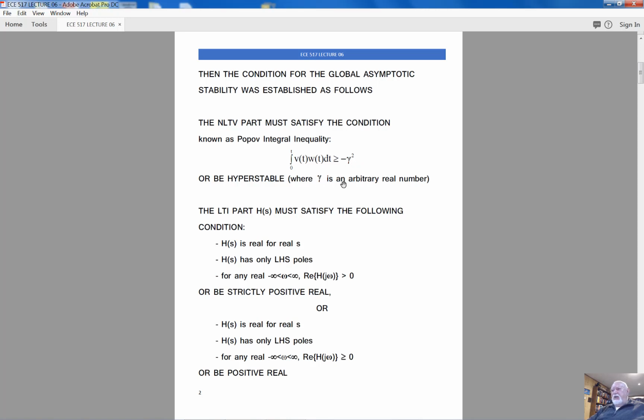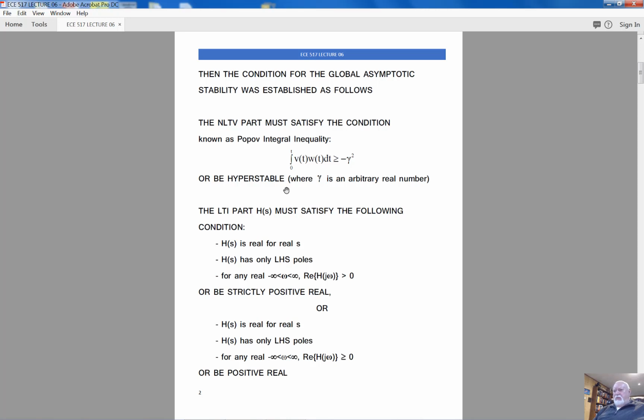Gamma is an arbitrary real number. Gamma squared is surely a positive number. With minus in front, it is surely a negative number. You know what we're talking about? We're talking about the integral of the product of these two vectors supposed to have a lower limit. This is what this expression defines. It is known, as I said, as Popov integral inequality, and any nonlinear time-varying part of the system that satisfies this condition is known to be hyperstable. Hyperstable. So our goal is to make the nonlinear time-varying part hyperstable.